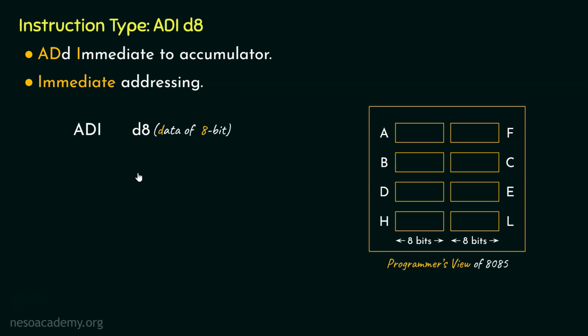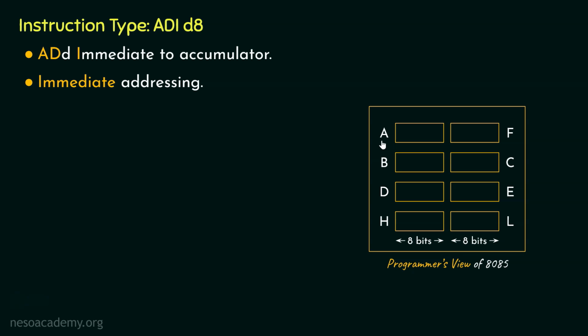Now can you tell me in which category size-wise this instruction will fall under? Well, notice the mnemonic ADI will occupy 8 bits and we are sending another 8 bits in immediate addressing mode. So cumulatively it will fall under the 2-byte long instructions. Now let me illustrate the working of this instruction type.